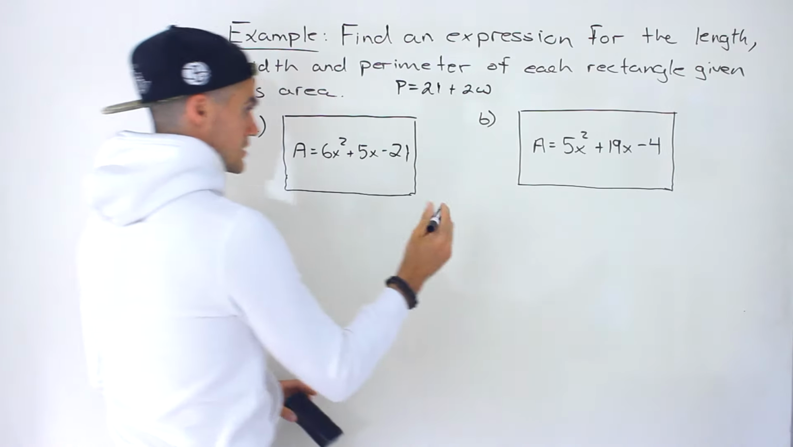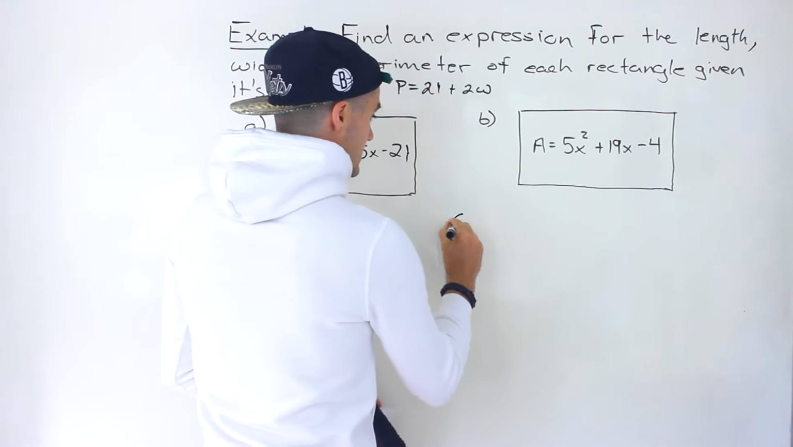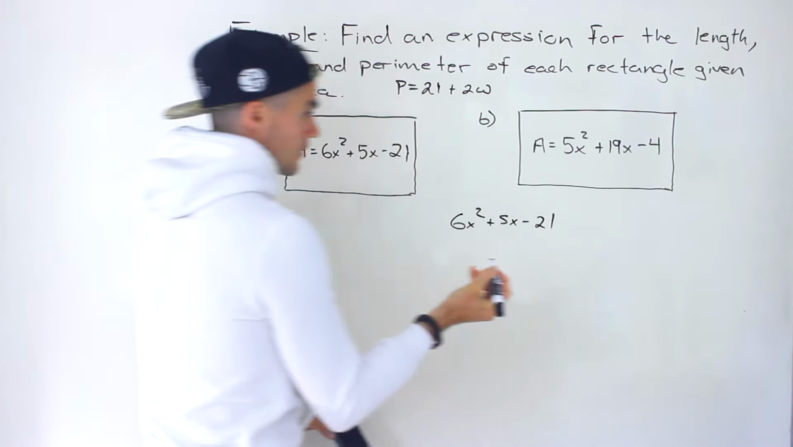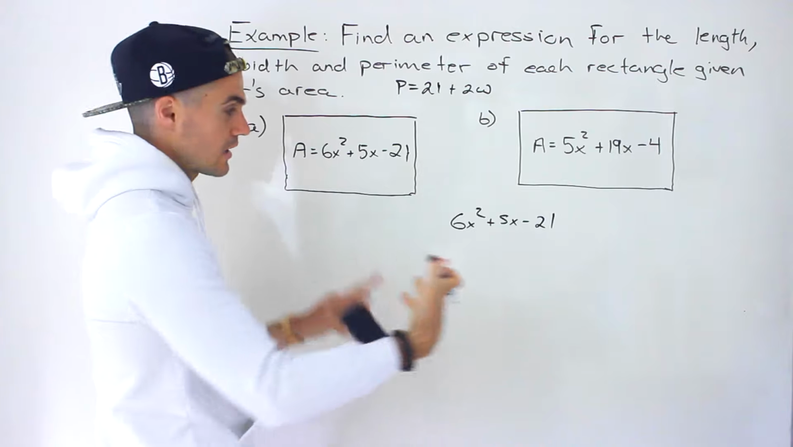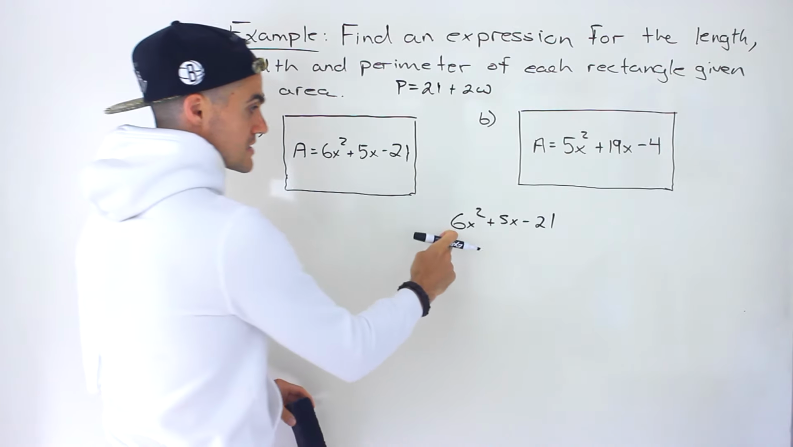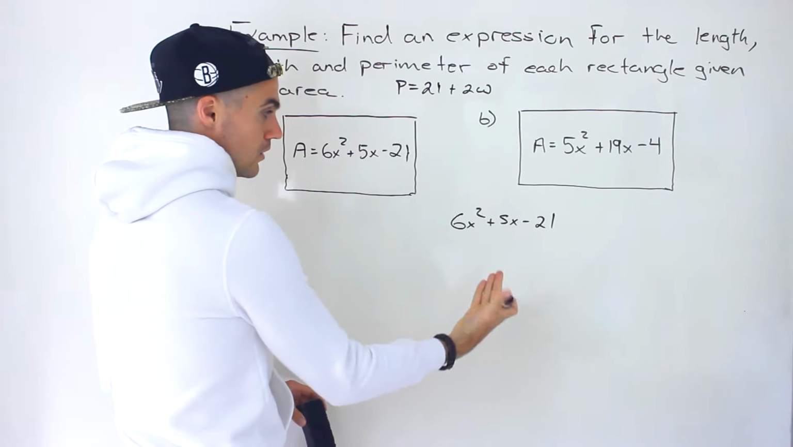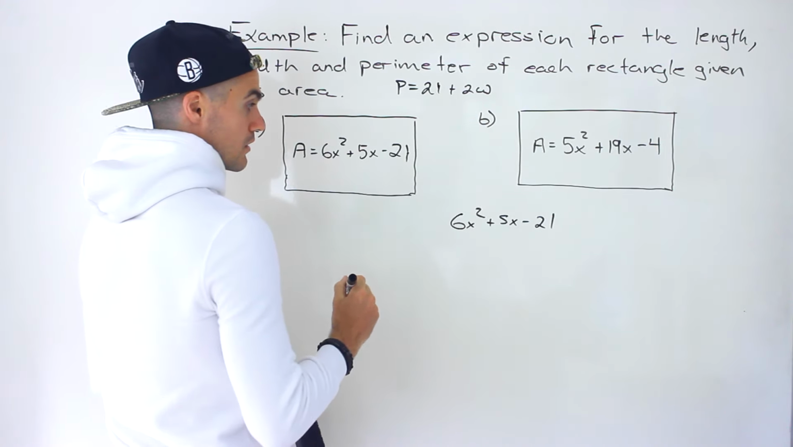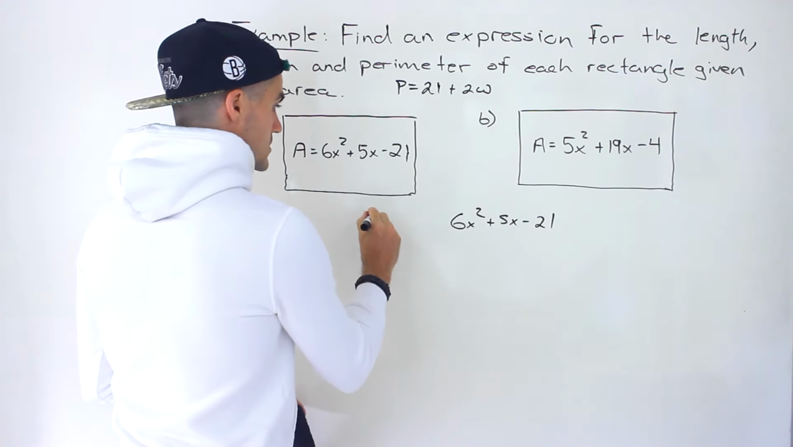So the first area, we got 6x squared plus 5x minus 21. First thing we check with factoring, can we take out a greatest common factor? Notice 6, 5, 21, no. And then in terms of variables, we can't take anything out either, right? So let's go into the decomposition.